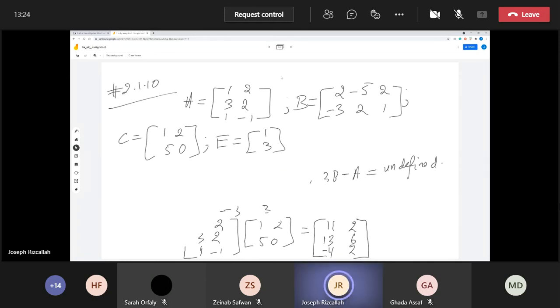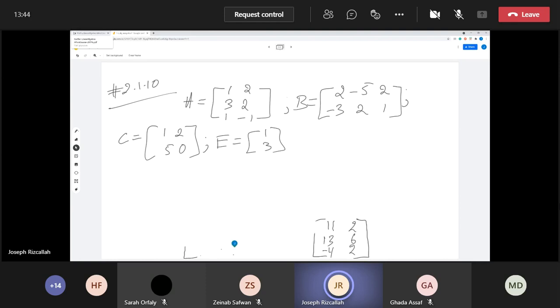I don't know of a better way to erase all this, so I'm doing it using the eraser. Maybe there is one, but I don't know how. Anyway. Okay, so just a minute to finish here.